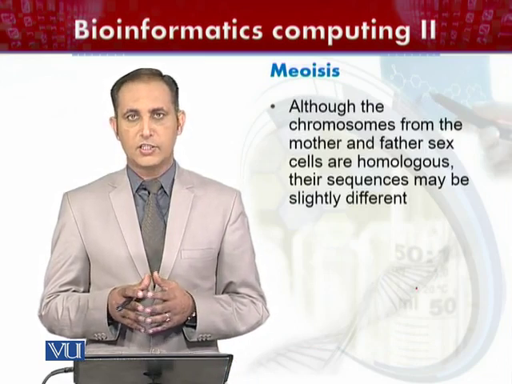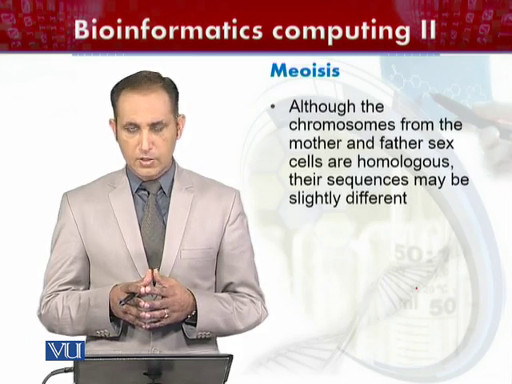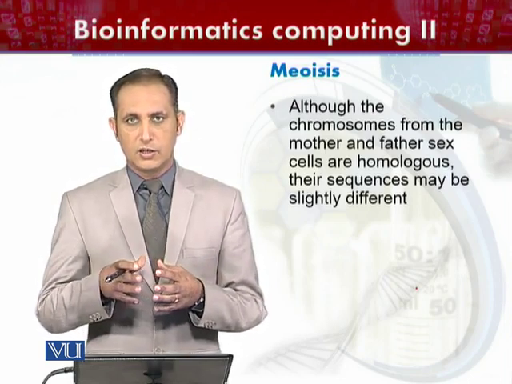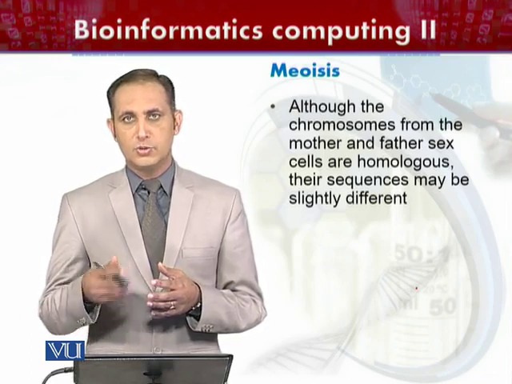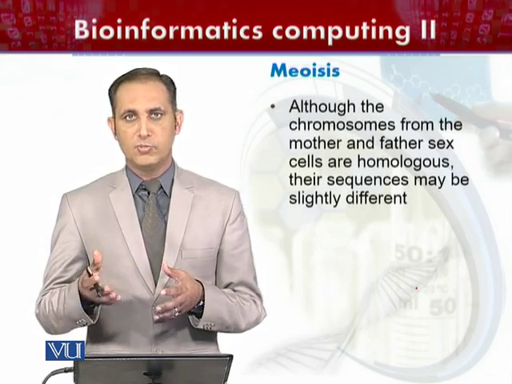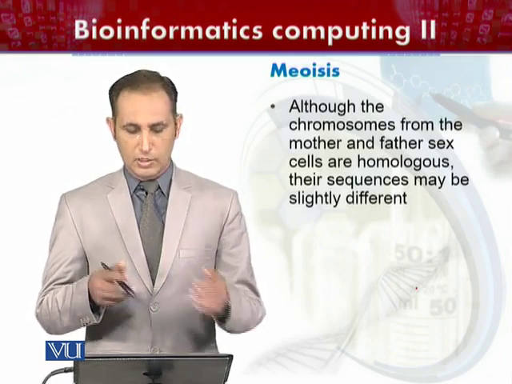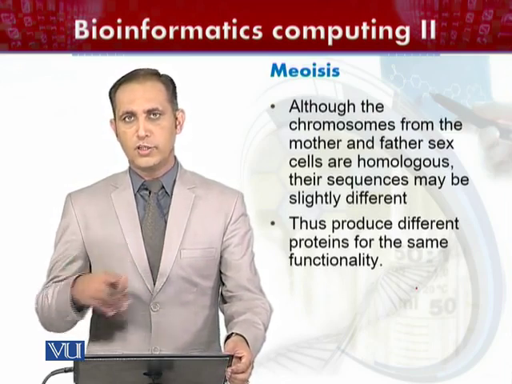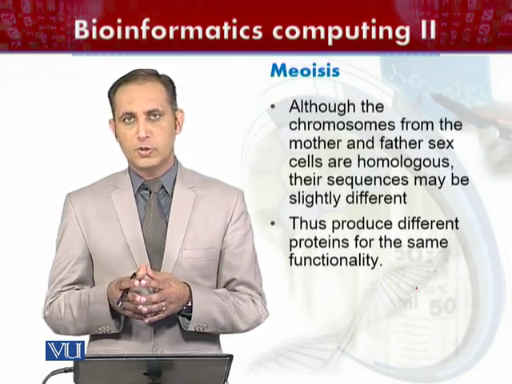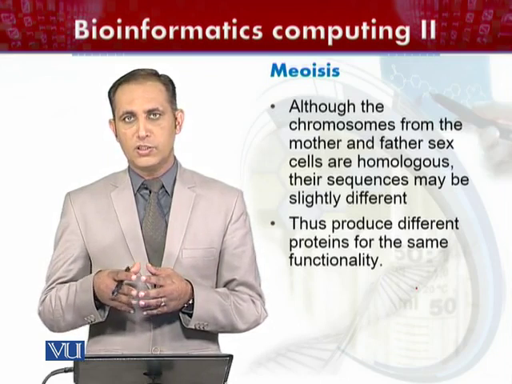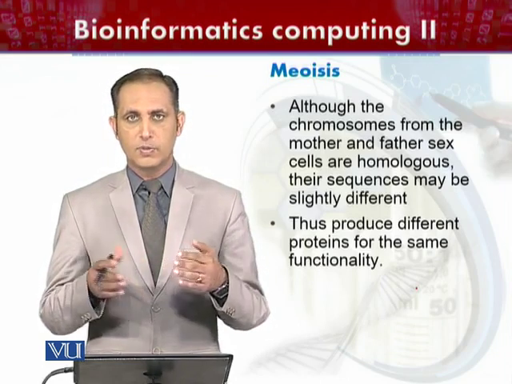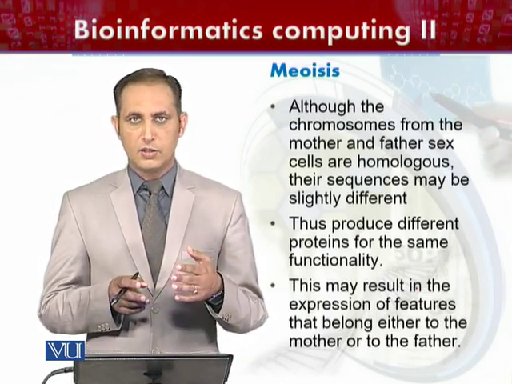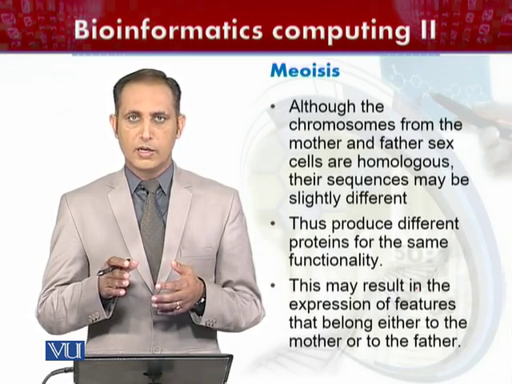Although chromosomes from the mother's and father's sex cells are homologous in their sequences, there may be some slight differences in these chromosomes. And when chromosomes get mixed in the zygote and emerge into a new offspring, it may yield some new combinations of properties in that individual, which may be slightly different from both their parents, thus producing different proteins with the same functionality. It doesn't mean that these proteins will be totally different from the parental combinations, but due to recombination processes and new genetic makeups, the proteins and the characteristics of the offspring will be slightly different with respect to both their parents. So this may result in expression of features that belong either to the paternal origin or to the maternal origin.